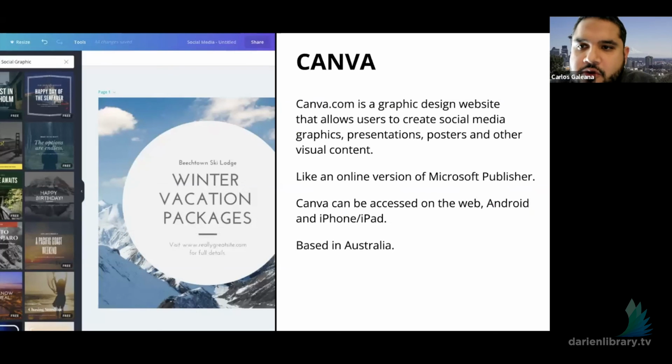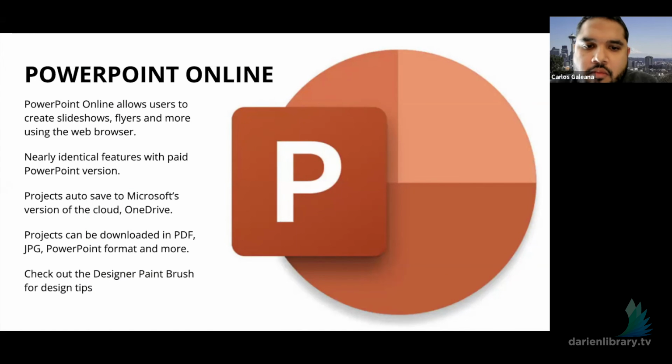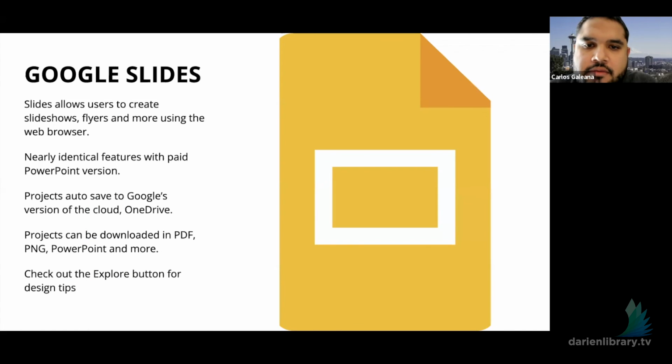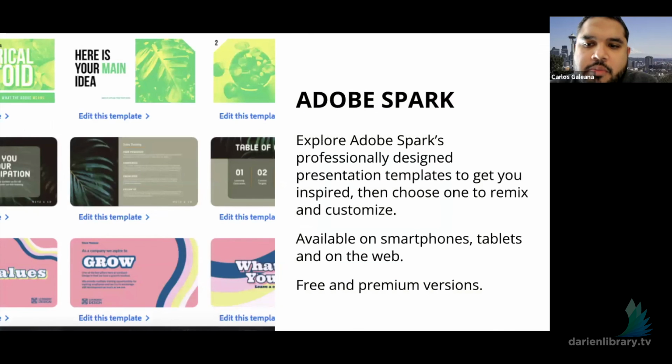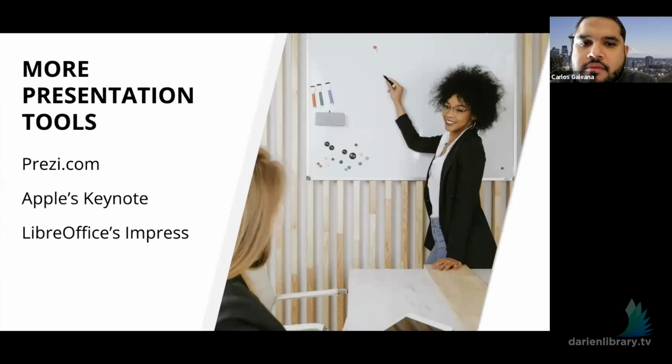So Canva is a really cool tool you can use. PowerPoint Online, Google Slides, Adobe Spark, Prezi, Apple Keynote, and LibreOffice Impress is another presentation tool that you can use. That one is available on Mac, Windows, and Linux computers. You just have to download it from LibreOffice, and you get a full presentation tool that you can use, especially if you're concerned about having internet access. LibreOffice is a really cool tool for that.